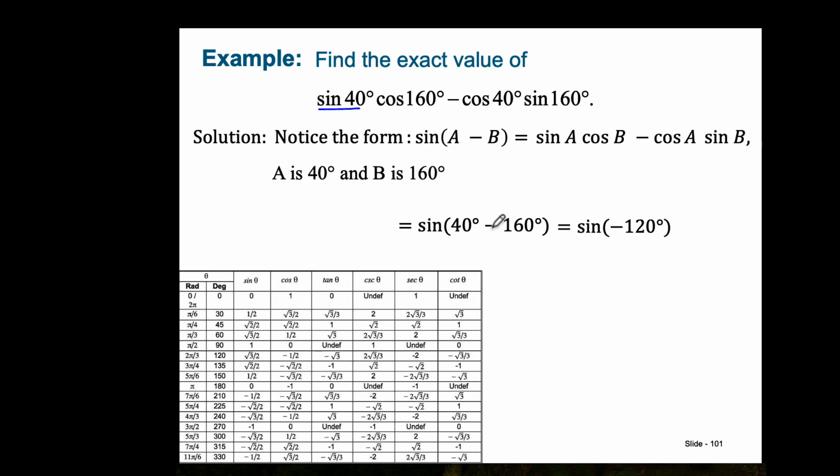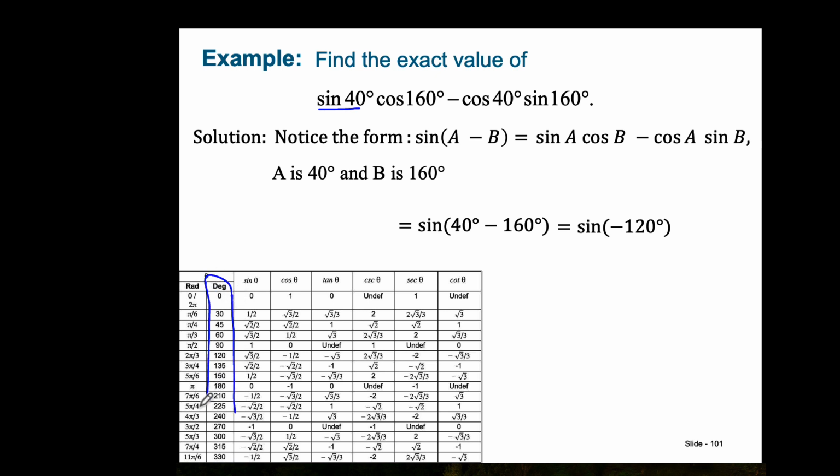But in this order, we've got sine of 40 degrees minus 160 degrees. So that would be negative 120 degrees. Well, let's pretend you go over here at that point, and you're like, well, what is sine of negative 120 degrees?